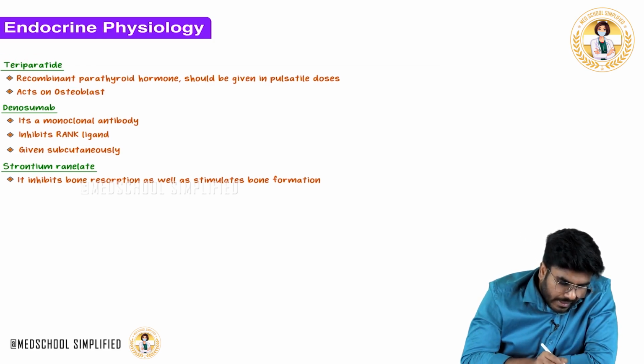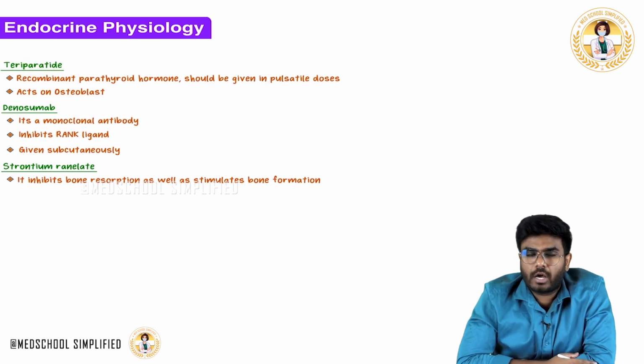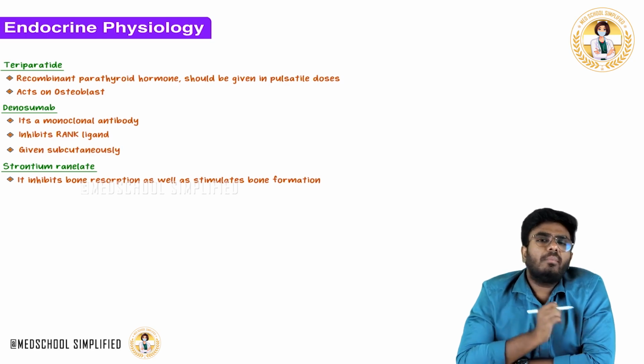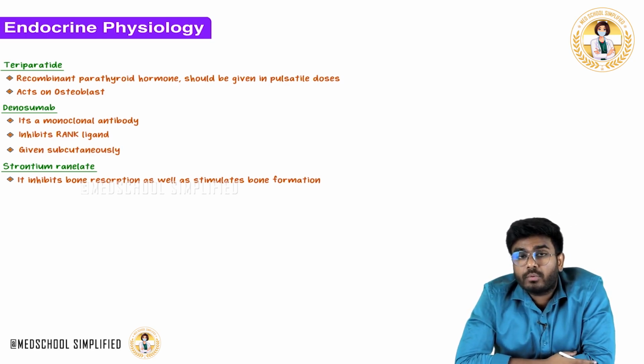Now let's talk about teriparatide. See here, the name itself has para. What is this paratide? Parathyroid hormone. Normally you will think, parathyroid hormone, what will it do? It will activate the osteoclast. It is going to cause bone resorption and increase the blood calcium levels, right?